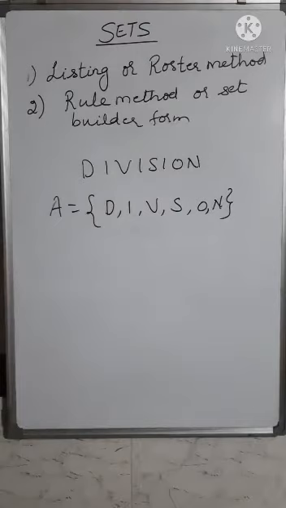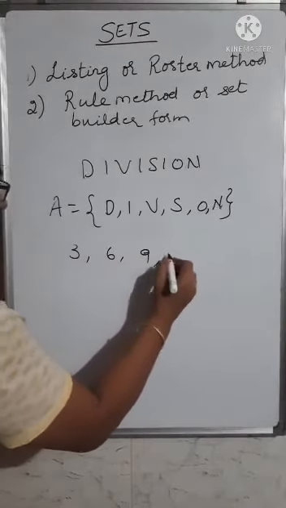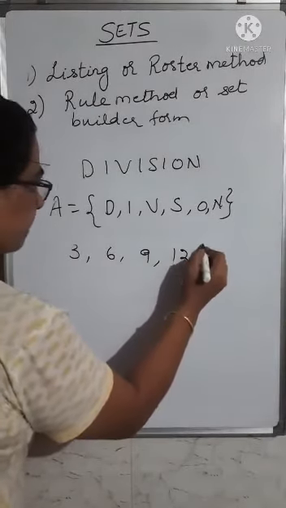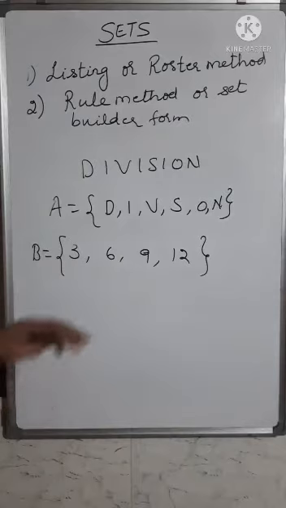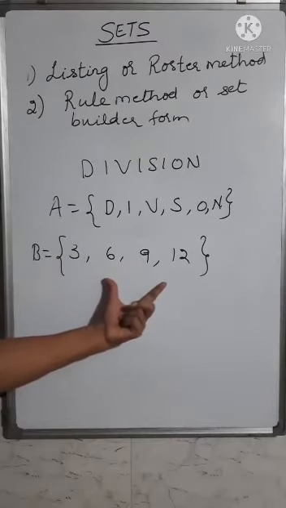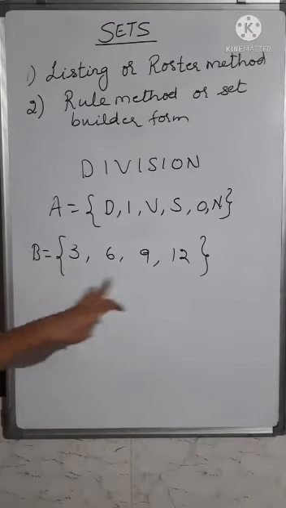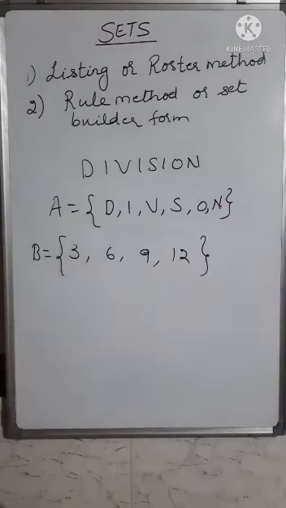Now in the rule method, what you have to do is only write what is the relation existing between them. Now suppose if I write the numbers 3, 6, 9, 12, this is given. Now you have to write it using the rule method. To write it using the rule method, you have to see what relation exists or what type of numbers these are. First you have to find this out. When you just look at these numbers, these are nothing but the multiples of 3. 3 ones are 3, 3 twos are 6, 3 threes are 9, 3 fours are 12. So these are the multiples of 3.